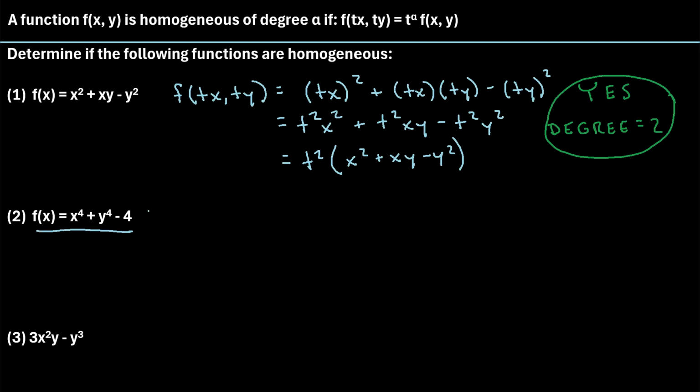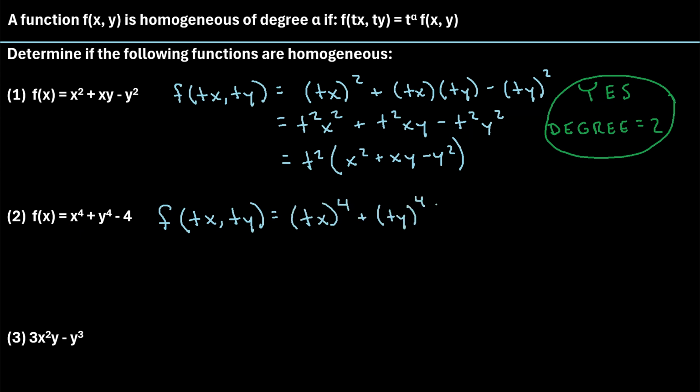We want to know if this function is homogeneous. So once again, we'll start by rewriting it as f of tx comma ty. Wherever we see an x, we're going to write tx. So we get tx to the fourth plus, instead of y, we'll have ty to the fourth. And then we just have a minus 4 out here at the end. If we simplify this, we get t to the fourth x to the fourth, plus t to the fourth y to the fourth, and then we just have minus 4.